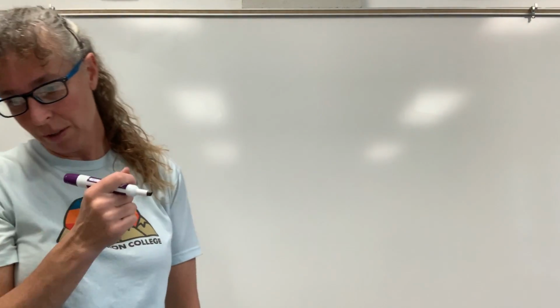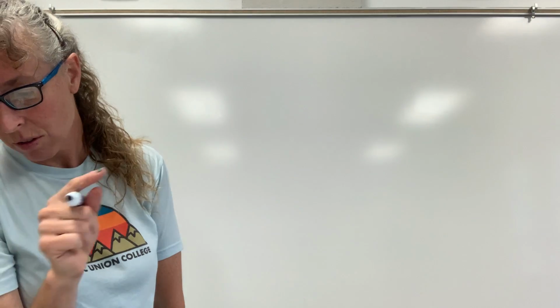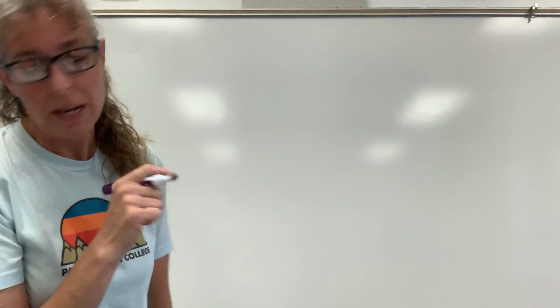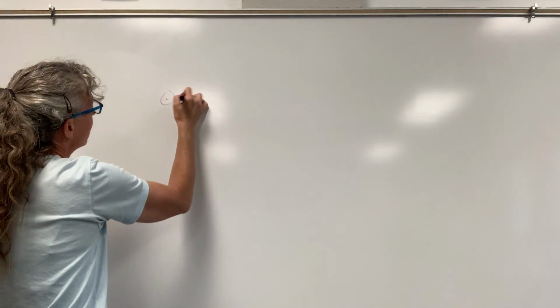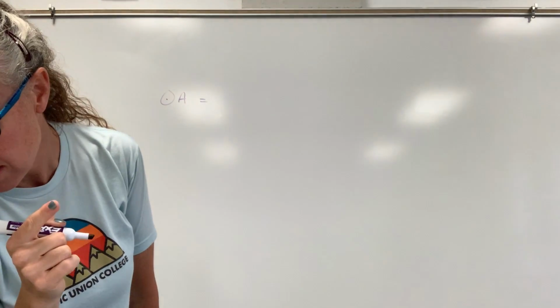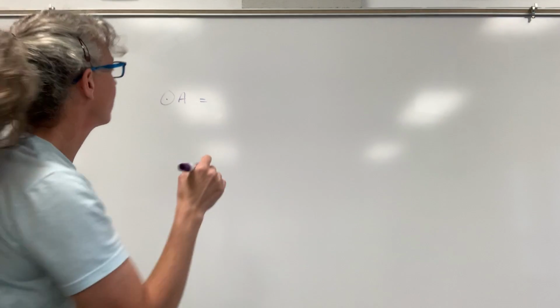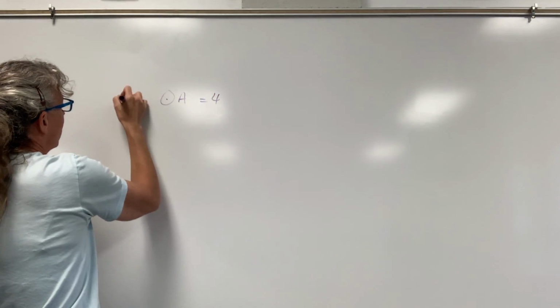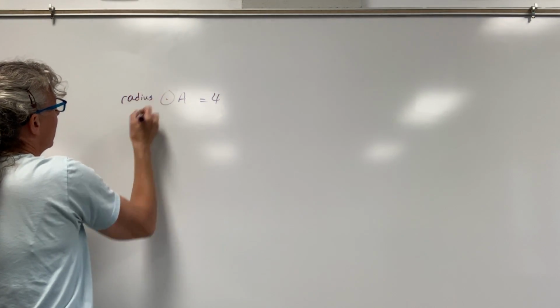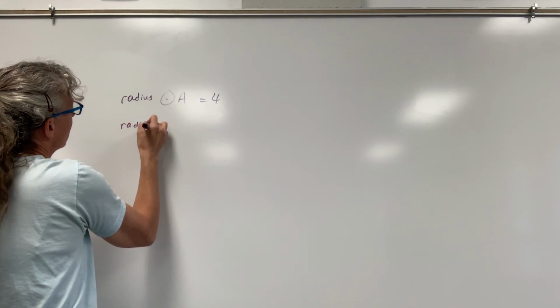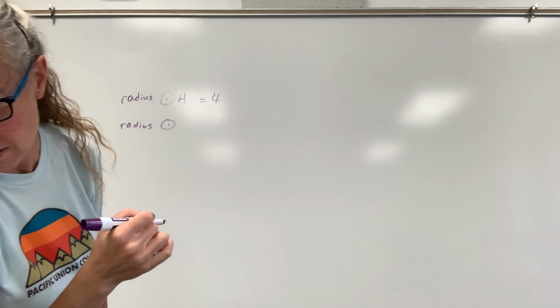So let's look at our picture. We can just count, because it's on a graph, the radius of circle A is, I'm just going to count, I see the middle there, and I'm going to count all the way over to the edge, and I see that that's 4. So I can say radius of circle A.